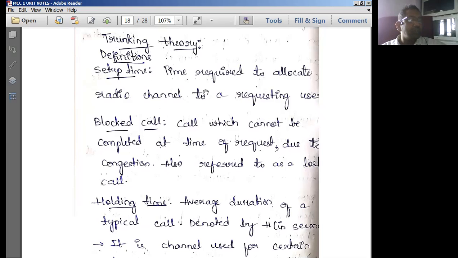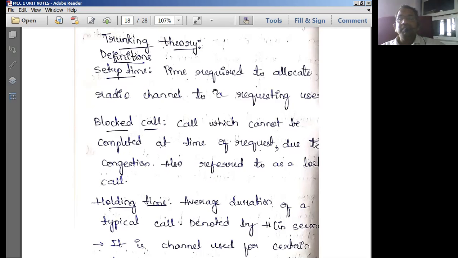Grade 1 is going to provide the maximum, most satisfactory service to the user. Grade 2 is going to be a little bit less prioritized service. Similarly, grade 3 is somewhat less than grade 2, and so on. So we have various grades of service based on the service options we provide to the customers or subscribers. Okay, so the first one is setup time.